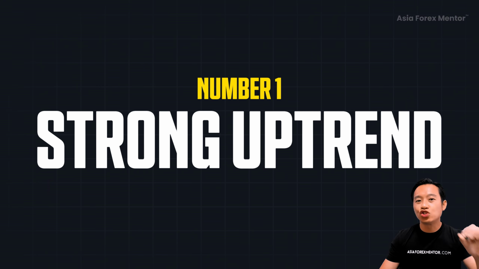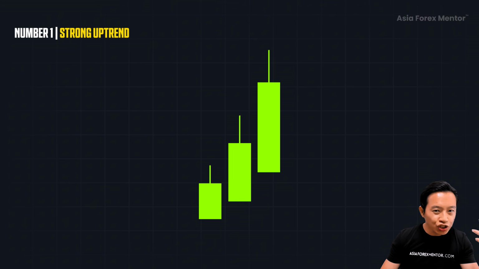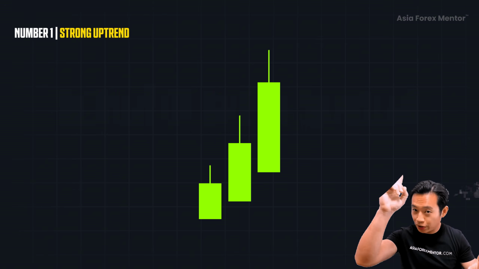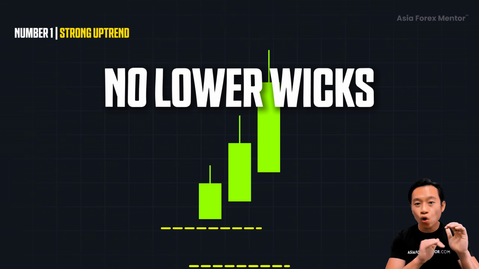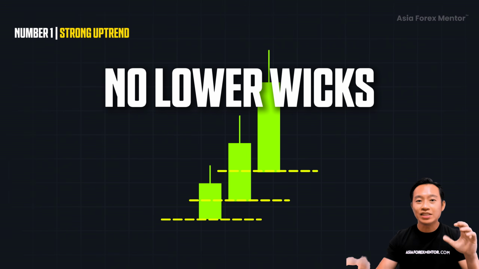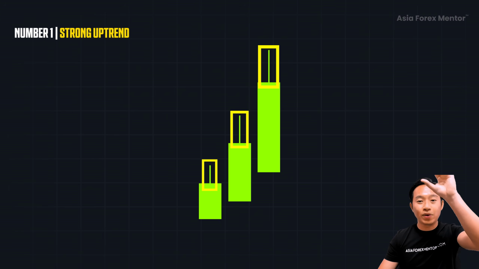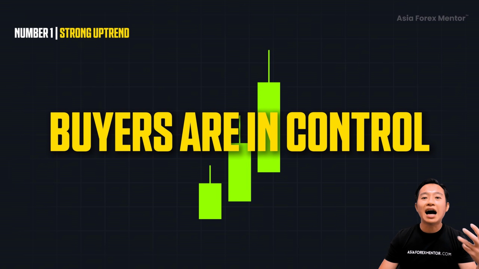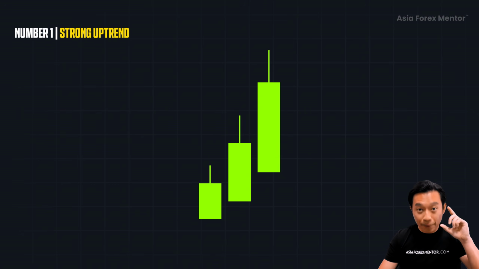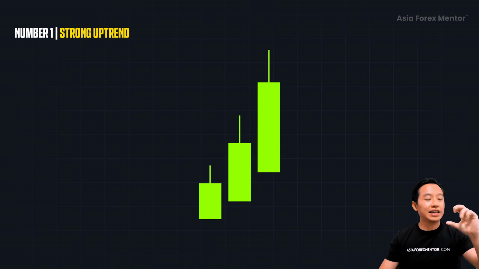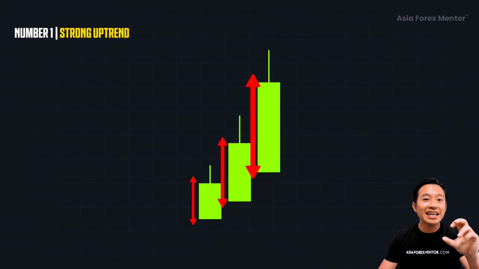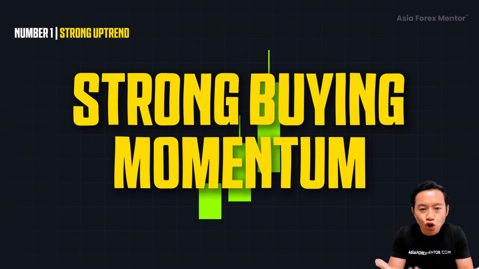Number one, a strong uptrend. In a strong uptrend, you are going to see a series of green candles, which is what we talked about earlier, with no lower wick. So it's only upper wicks. This means strong bullish candles. The buyers are in control. Plus, if the candles keep getting bigger, it shows the trend is gaining strength. This means strong buying momentum.